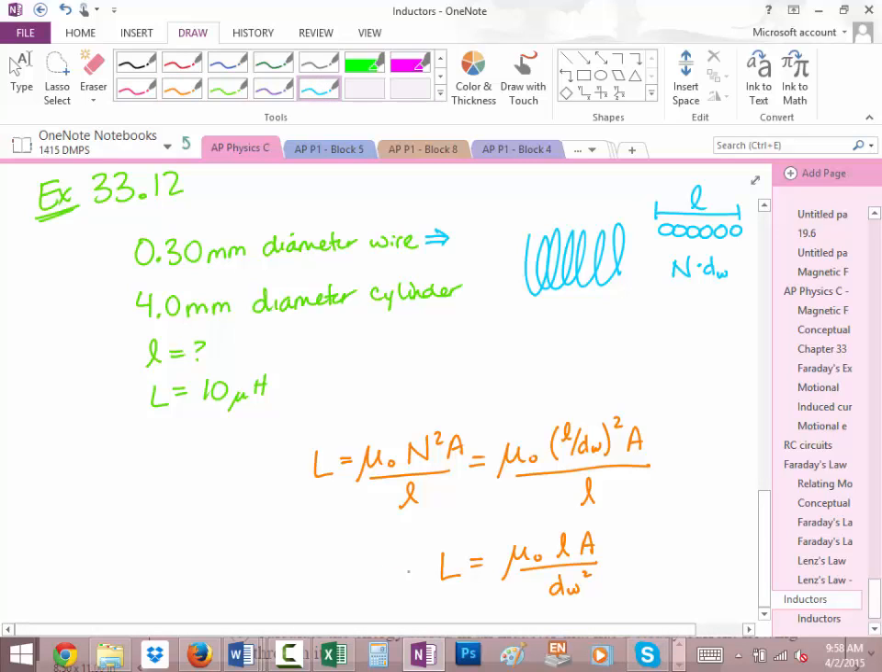And then if we solve that for little l, it looks like that's going to be L times the diameter of the wire squared over mu naught A. I don't trust my calculator. You could borrow a calculator if you need to.